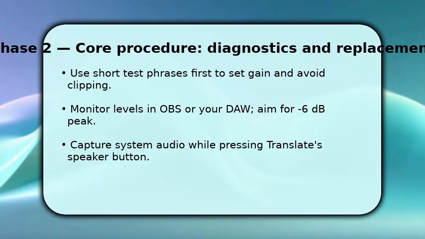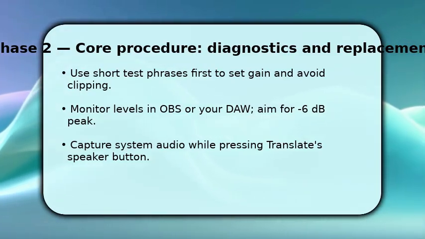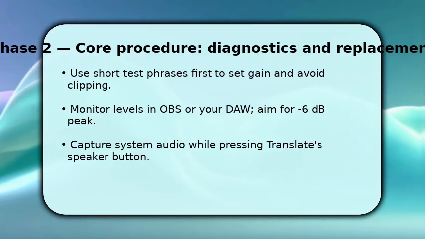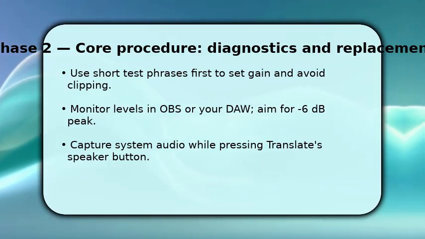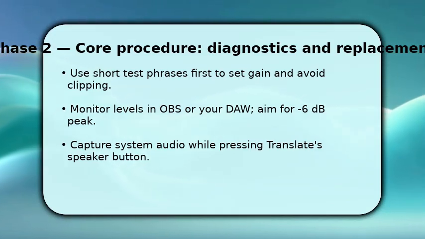Now you perform a live test. Press Translate speaker and watch levels in real time. Adjust OBS or your recorder gain so peaks hit around -6 decibels. If the voice sounds distorted, lower the browser tab volume or reduce system output.